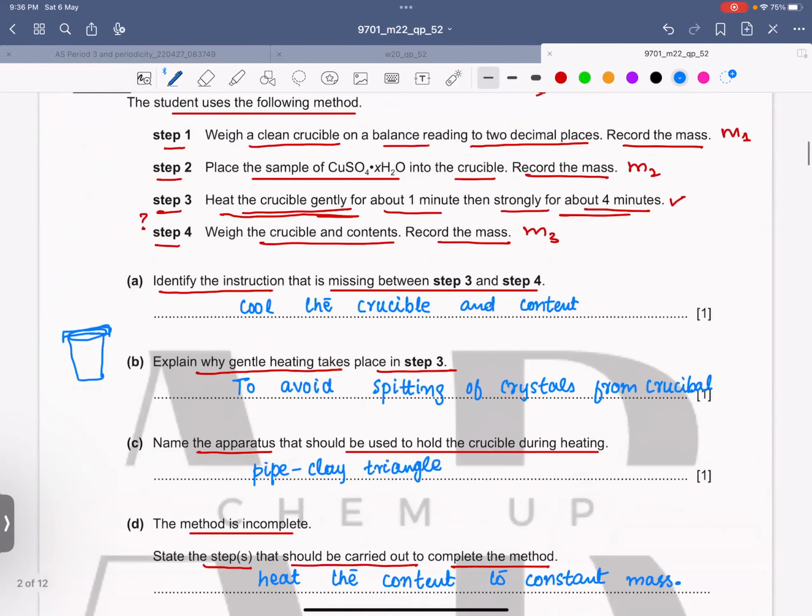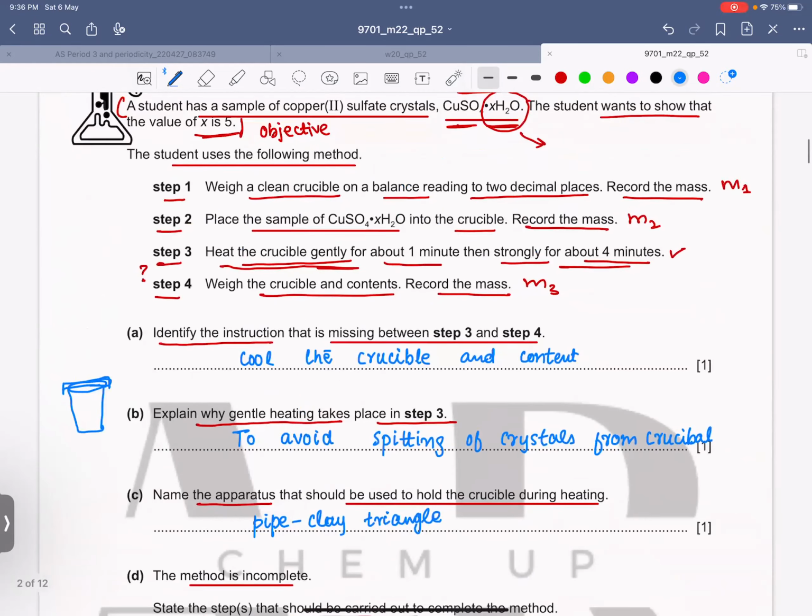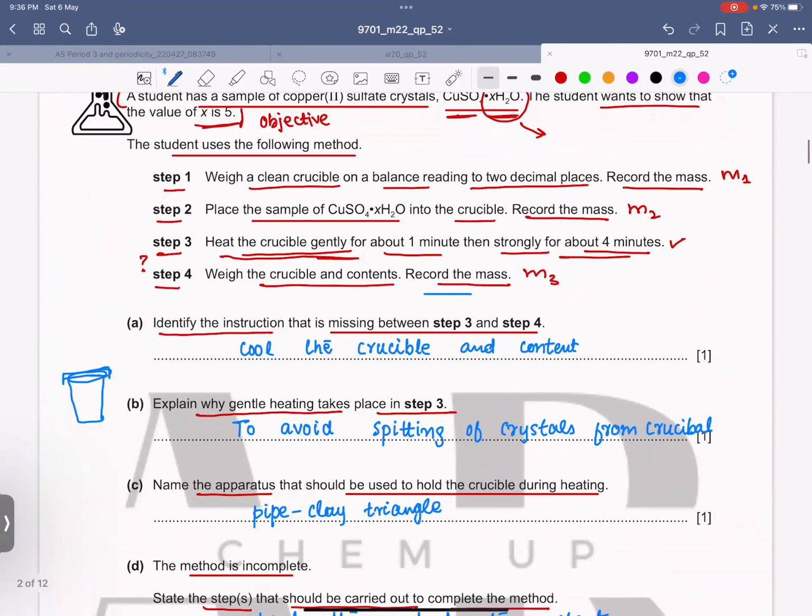Because how could you be sure after recording this mass that all of the water has evaporated or escaped? There must be a chance that there is some water left over there. So we have to heat it again and check the mass again. If we get two constant readings, then we can make sure that all of the water is lost. Okay, sir.